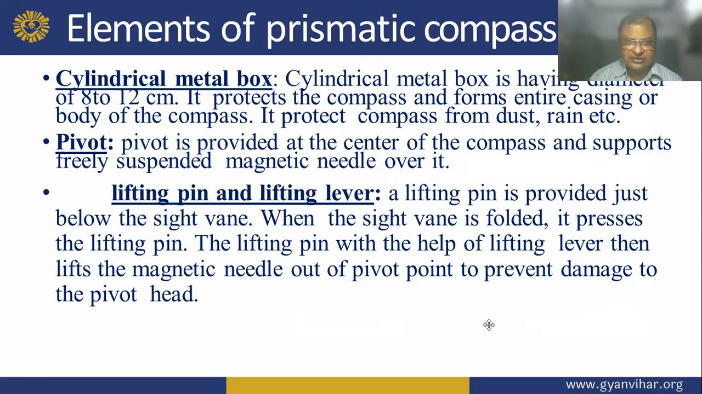Now we will discuss the elements of the prismatic compass. So first, the cylindrical metal box. A cylindrical metal box has a diameter of 8 to 12 centimeters and it contains the compass and forms the body of the compass, and it protects the compass from dust, rain, etc.